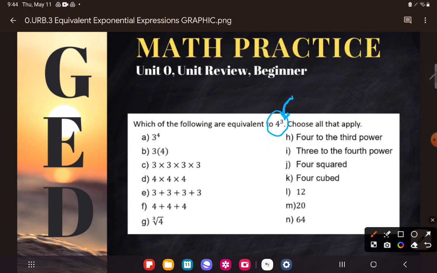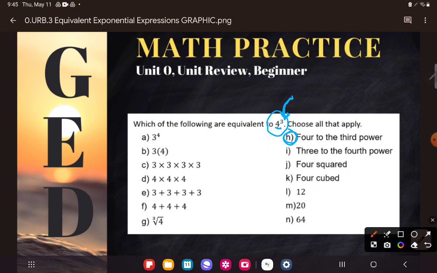The easiest way is just to say the base, the big number. So 4, and then say to the blank power. So to the third power in this case. And so H is definitely a right answer. Which of the following are equivalent to 4 to the third power? But do remember, that's not the only way to say that.